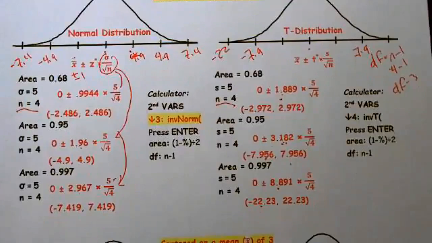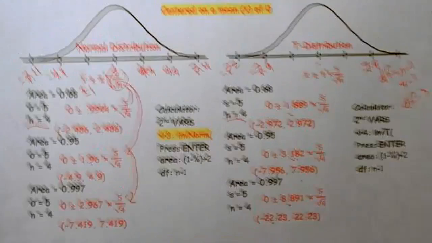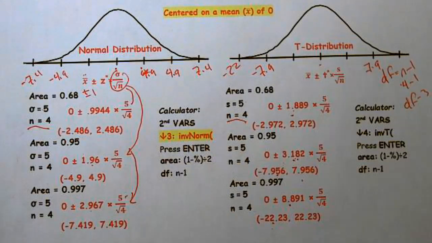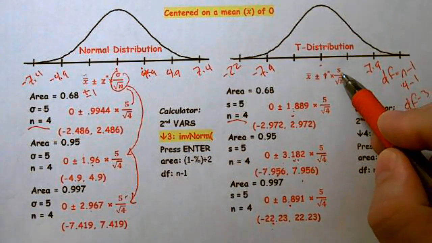Now you're probably asking yourself once again, well, if I have more variation, why would I use the t distribution? And the reason you use the t distribution, and you have to do this, is that if I'm working with the standard deviation of the sample, I have to use the t distribution.